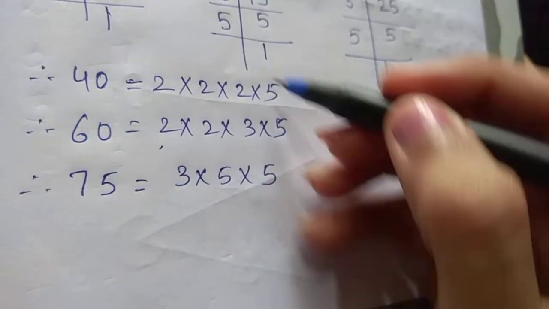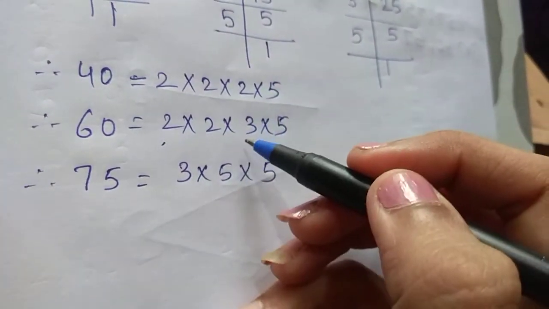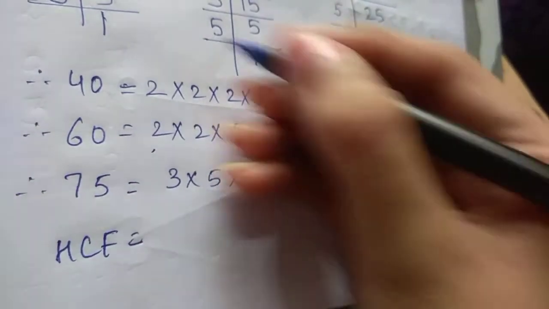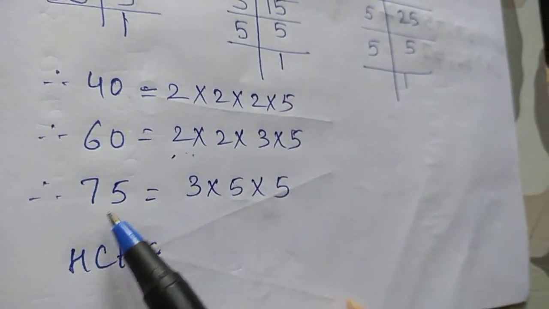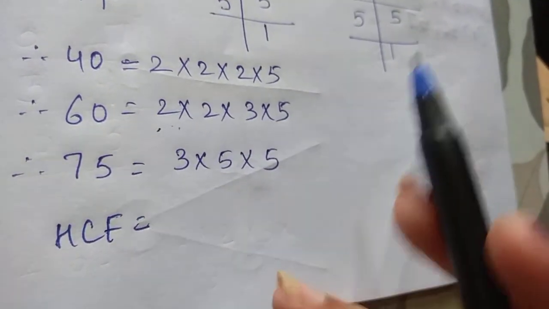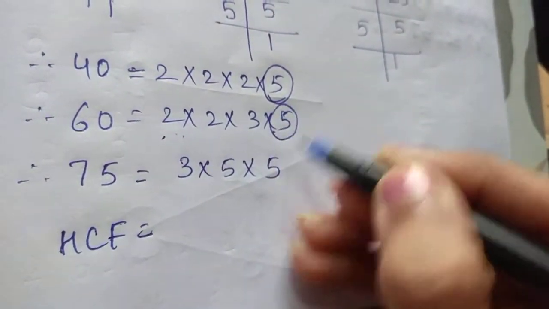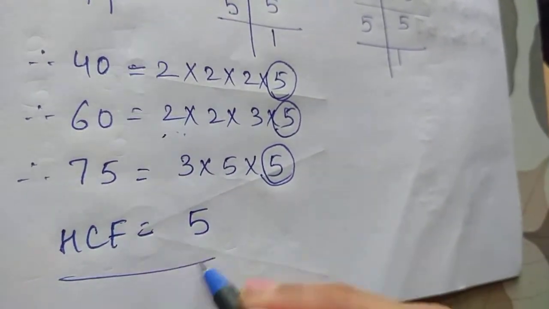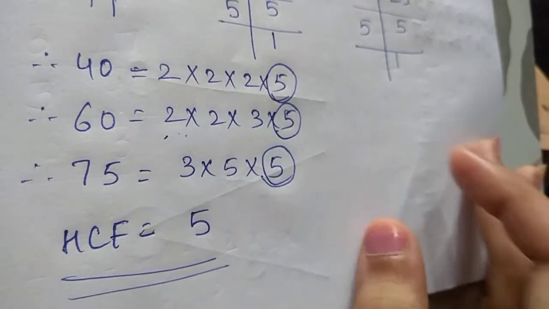Now we have to check for common factors which should be there in all these three numbers, not only in two but in all three. So what is common in all these three? There is 2 in these two numbers, but 2 is not a factor of 75. What we can see which is common in all three is 5. So I am writing here 5. Hence the HCF of 40, 60 and 75 is 5.